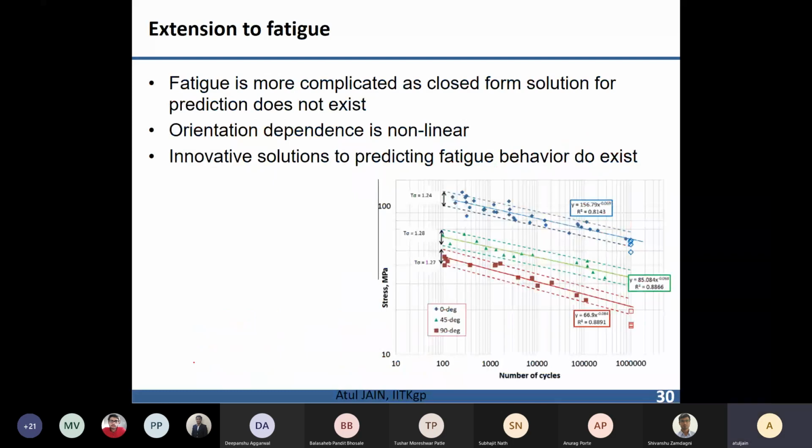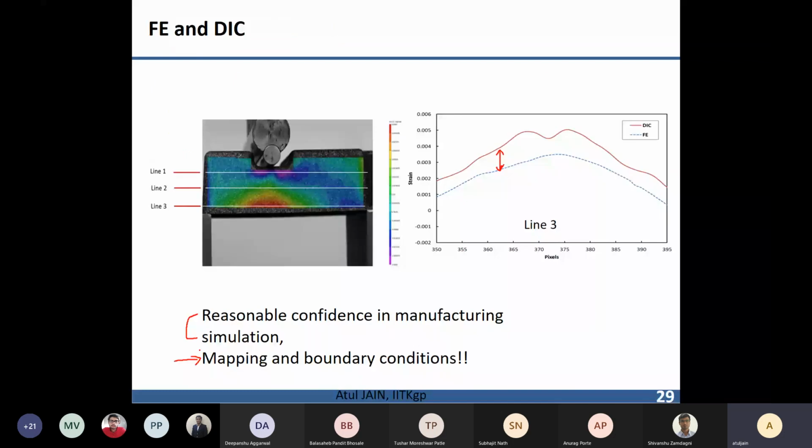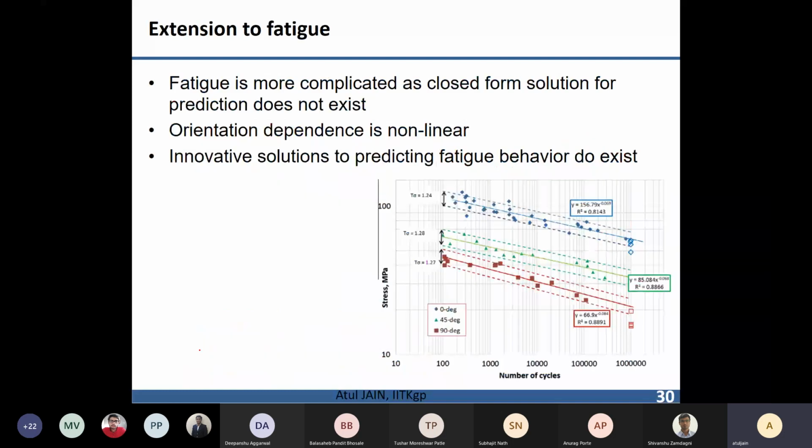Now, whatever has been taught in this slide so far is standard industrial practice. Everybody does that. This is well established software. Off the shelf, you can buy the software and you can do it. Where is the research and development going on in this field? Research and development is how to predict damage, how to predict nonlinear behavior, how to predict fatigue. The orientation dependence of fatigue is non-linear.